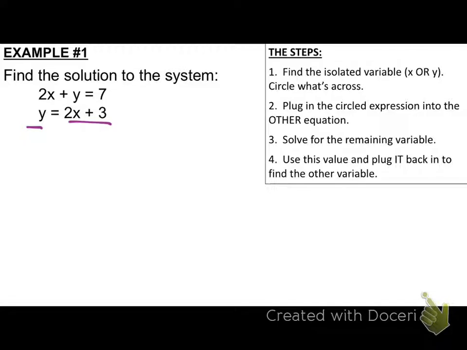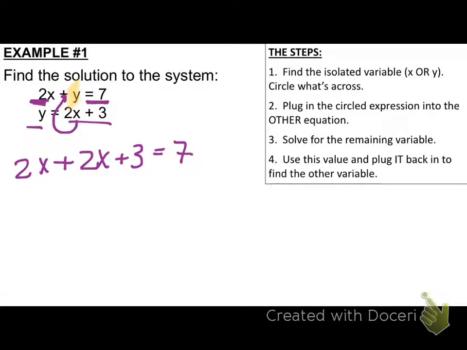You're right. So wherever we see a y, like right there, what can we put in there instead? 2x plus 3. Perfect. We're going to substitute in the 2x plus 3 right there. Okay, so I get this first 2x, then I get the substitution 2x plus 3, and then I'm going to finish up that equation, equals 7.